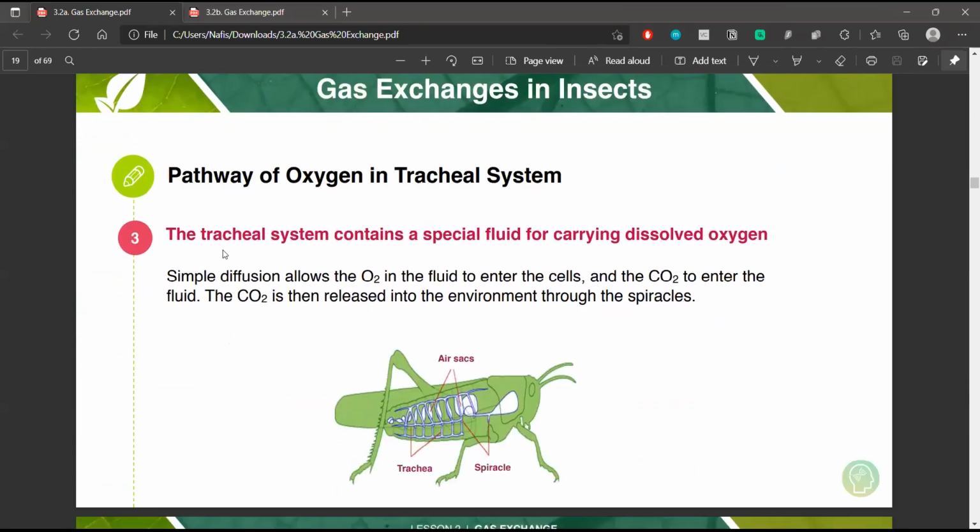Perfect. And then the tracheal system at the end has got a very specialized fluid, which basically carries dissolved oxygen into the cells, and CO2 then enters the fluid. The CO2 goes back up the trachea and is back out through the spiracles.